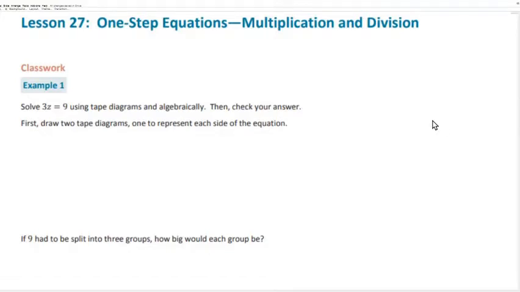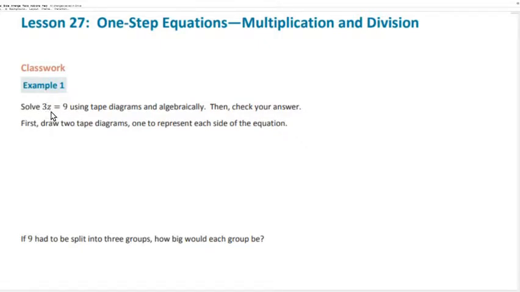All right, hello students. Today we're moving on with lesson number 27, one-step equations using multiplication and division. So now we're going to talk about how we solve these basic equations and find the solution using multiplication and division. So let's go over example 1.